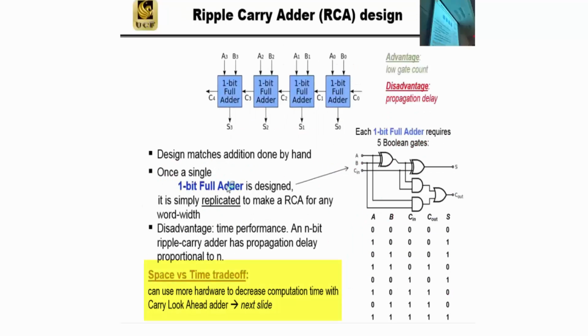So we're saying that this has a space versus time trade-off. The problem with this, so the space is pretty good, but the disadvantage is propagation delay. What do I mean by propagation delay? I have to generate the carry out of the lowest, least significant bit as an input to the next most significant, and I have to generate that carry before I can start this computation.